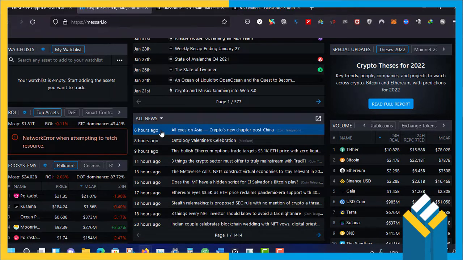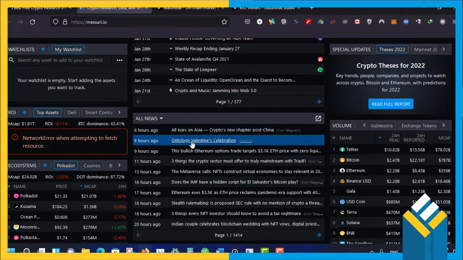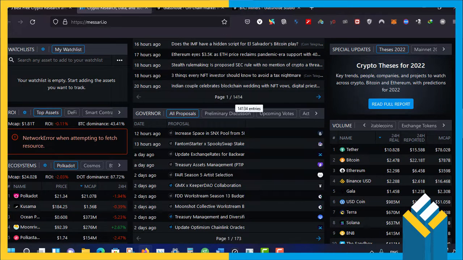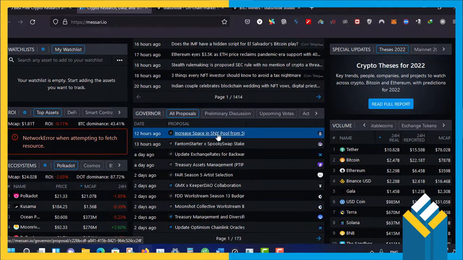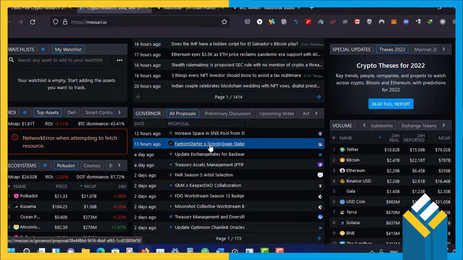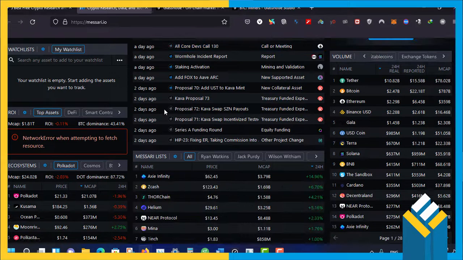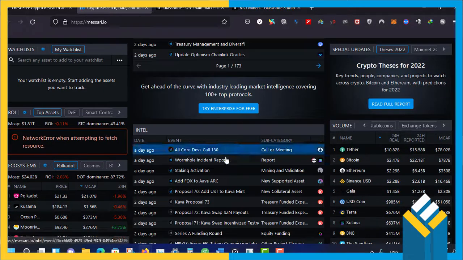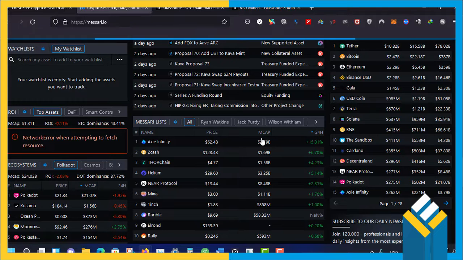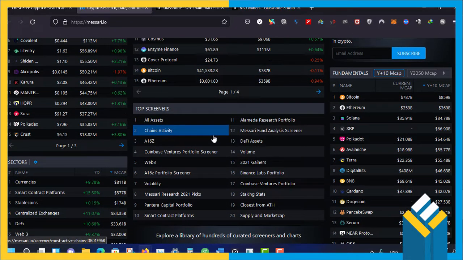This website aggregates all the data. All eyes on Asia, crypto's news chapter post China, ontology, Valentine's celebration, and etc. It's 1414 news. And also here the governors, for example, increase space in SNX pool, Phantom Starter, Spooky Swap Stake, and everything about the data. This is the Intel part, Messari list. Here you can change the timings, of course, of the filtering the data.